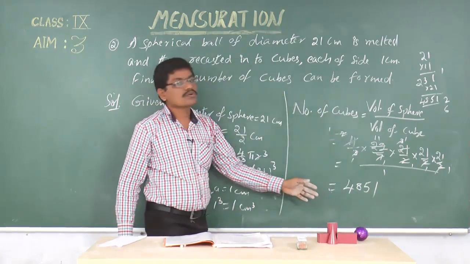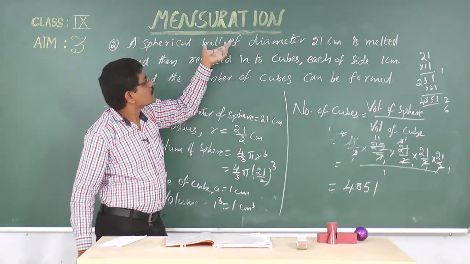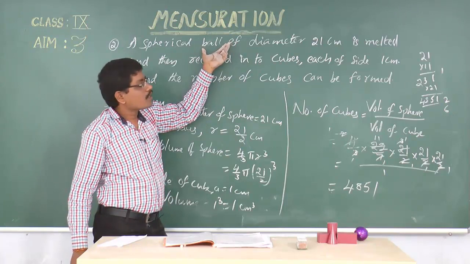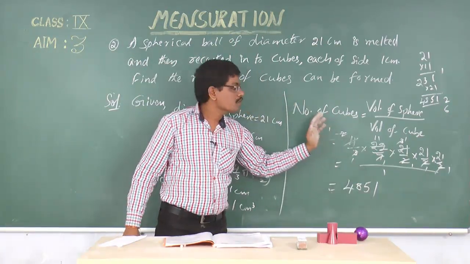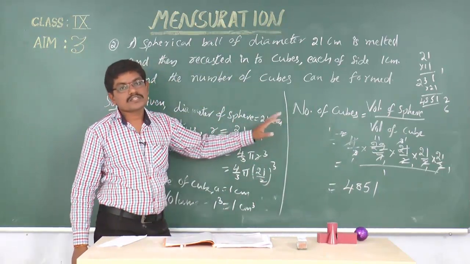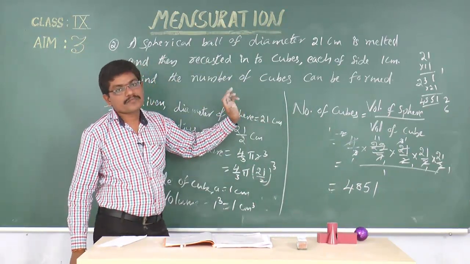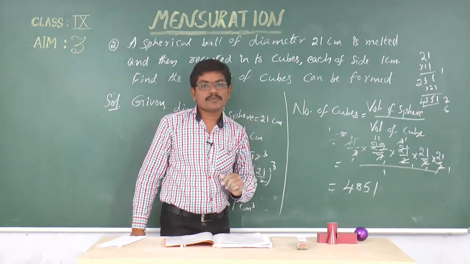So 4851. So by using the given big sphere, we can make 4851 small cubes. This is another example for this aim. So this is about the aim number 3.